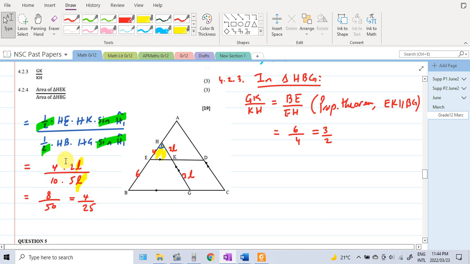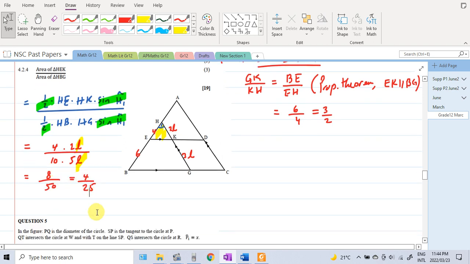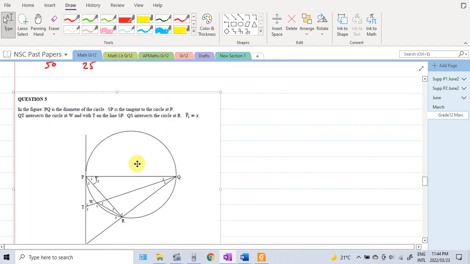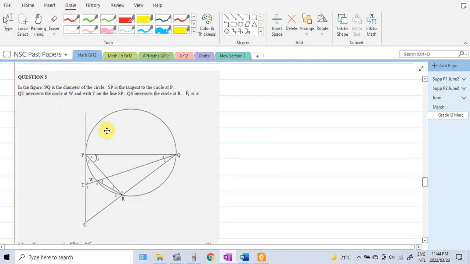Let's see, 4 times 2 is 8. 8 over 50. Just divide this by 2, so that's 4. Divide this by 2, that's 25. Yeah, that's correct. Now moving on to the next question, which is question number 5.